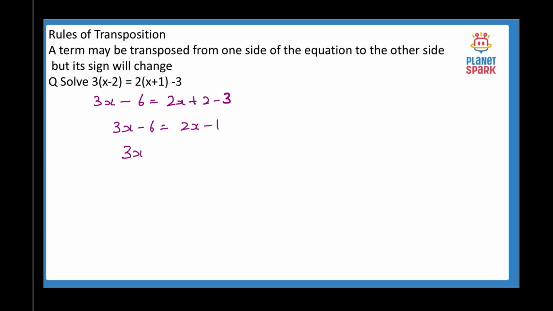Let us make all the variables on the same side and all the constants on the other side. So 2x is added on RHS. If I bring it to LHS, it will be subtracted. I have 3x minus 2x. Similarly, 6 is subtracted on LHS. Take it to RHS, it would be added. This will become x is equal to 5.